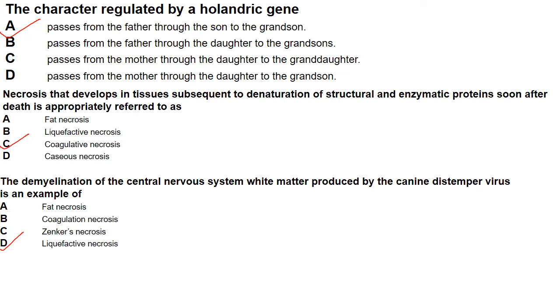The character regulated by holandric genes. So the character passes from father through son to the grandson. Holandric genes are present on the Y chromosome. So the answer is option A. Necrosis that develops in tissues subsequent to denaturation of structural and enzymatic proteins soon after death is appropriately referred to as coagulative necrosis. Answer is option C. The demyelination of the central nervous system white matter produced by the canine distemper virus is an example of liquefactive necrosis. Answer is option D.